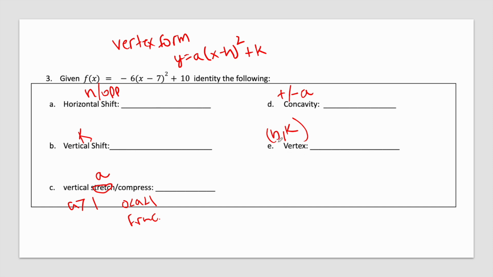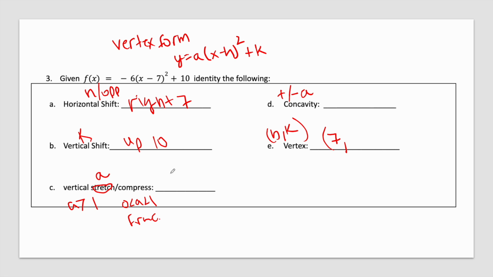H is going to be the opposite. So in this case, we have a horizontal shift of right 7. So that tells me that my x value of the vertex is 7. Our vertical shift is up 10, since we have a positive 10 right here.